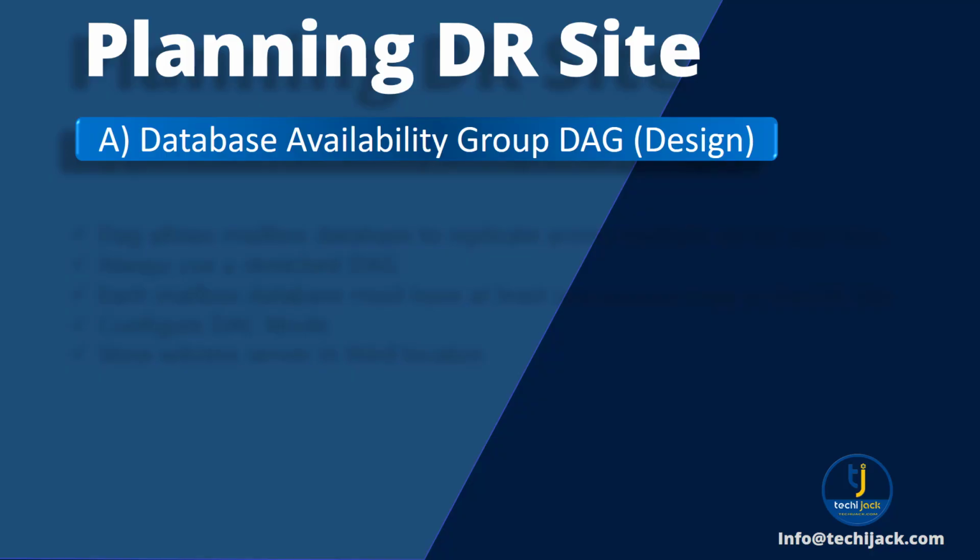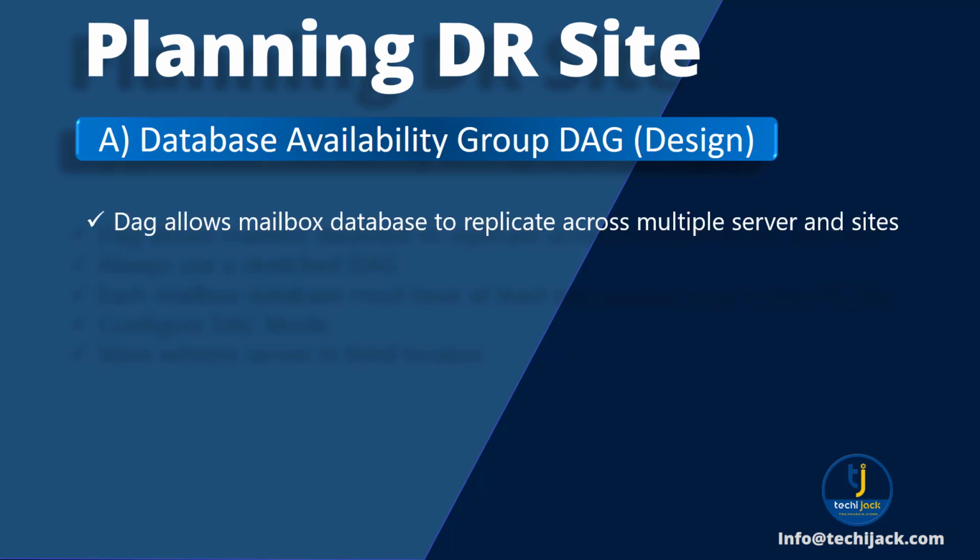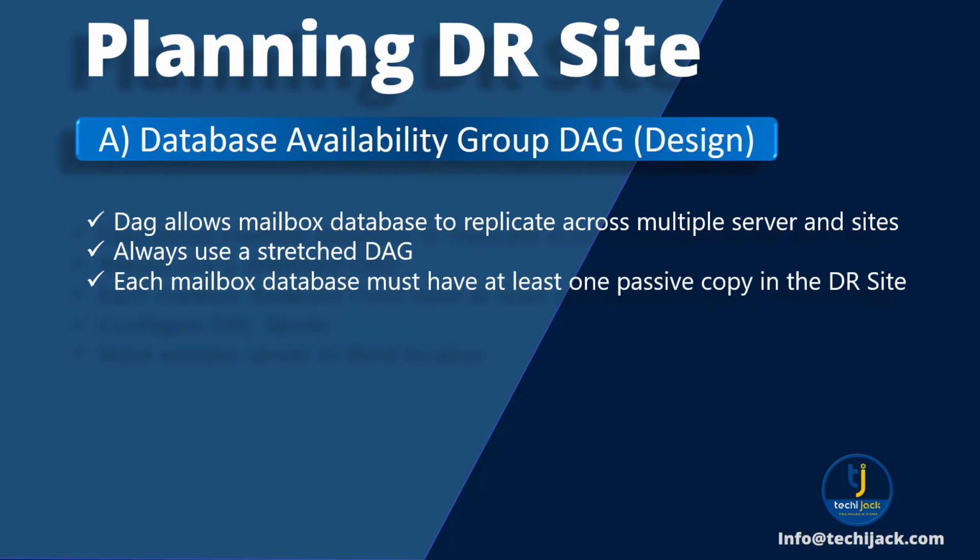Let's talk about the database availability group first, that is the DAG, and this is the backbone of Exchange. The DAG allows mailbox databases to replicate across multiple servers and sites. You can use a stretched DAG. That means one or more mailbox servers in the primary site and one or more in the disaster recovery site. You have multiple Exchange servers in both sites. Each mailbox database must have at least one passive copy in the disaster recovery site.